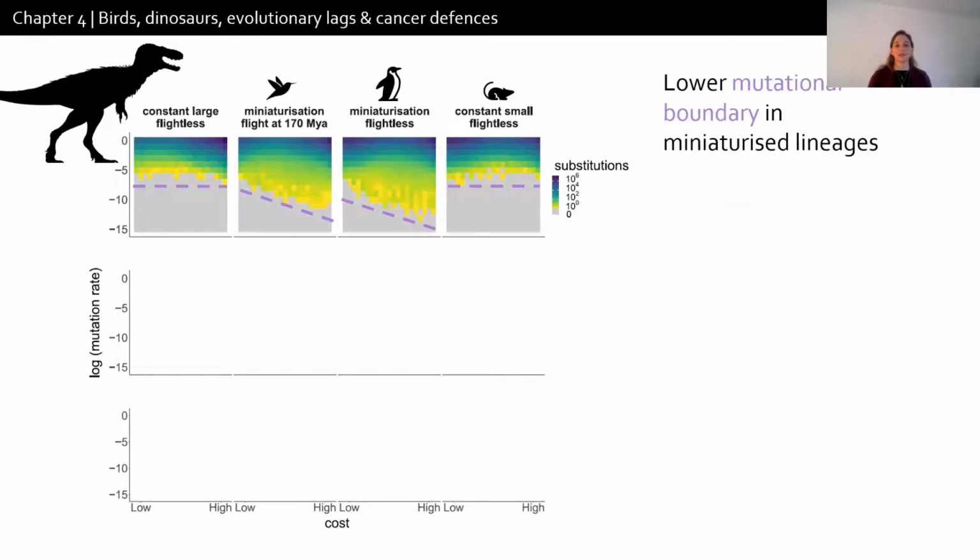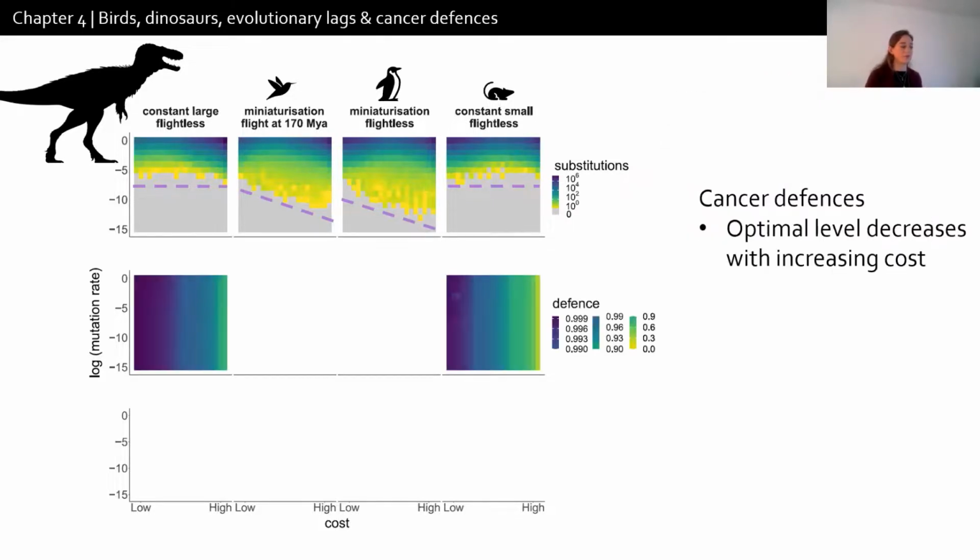So you can see that in birds, this mutational boundary was lower, especially when defenses were costly. So what does this mean? There were more mutations happening in this area compared to these ones that didn't have any substitutions in that area, because the selection for losing costly defenses was strong. And you will see what I mean by this when I show you the defense plots, which are coming up next.